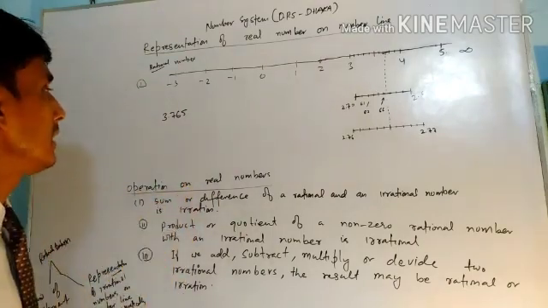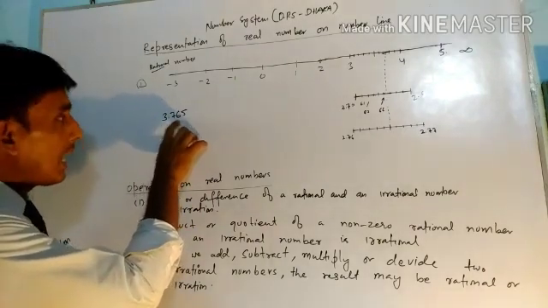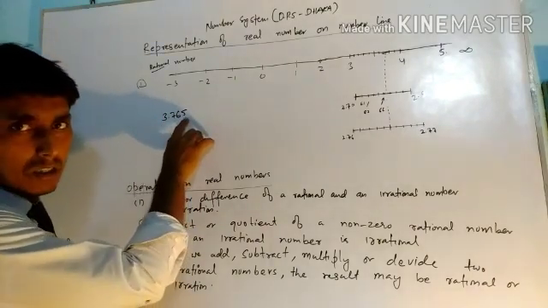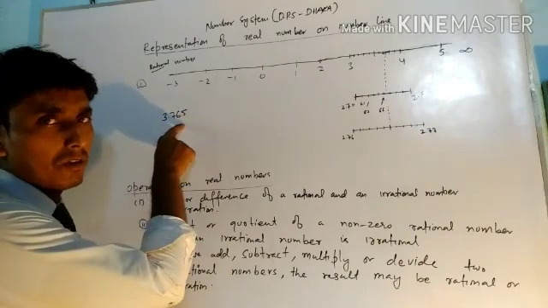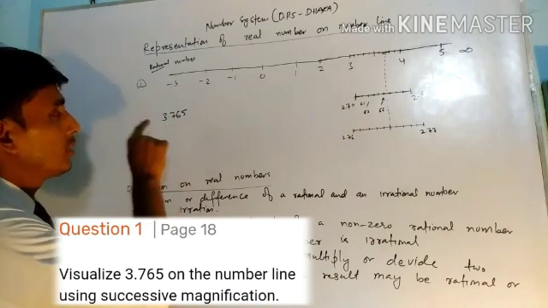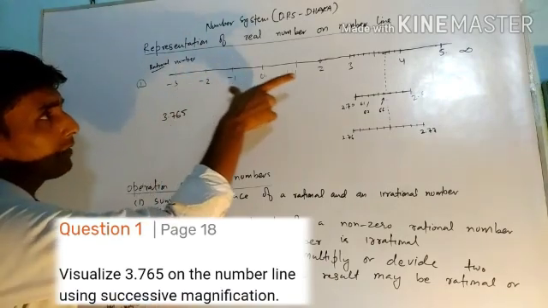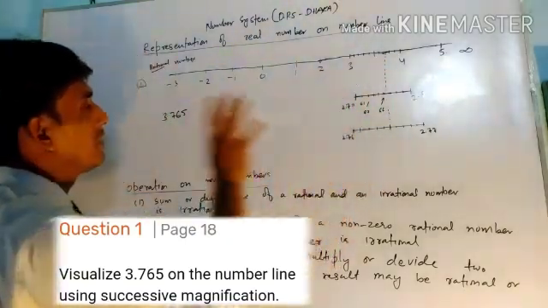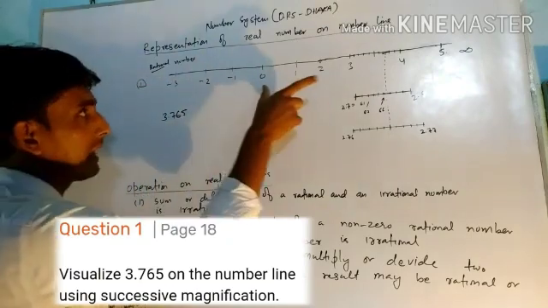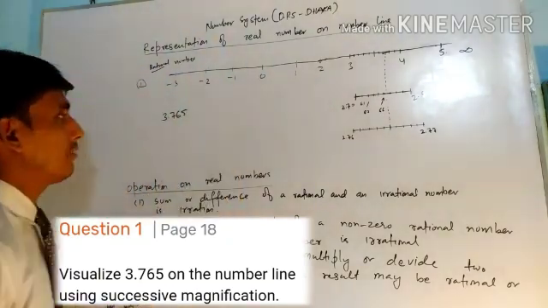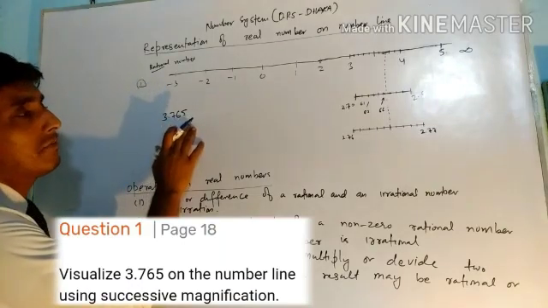Suppose any number is of this type, 3.675. How do we represent this number on a number line? This question is given in the book in exercise 1.4. That is the first question. You have to represent this number on a number line. By the magnification process on the number line, we will try to locate where this number is located. First of all, see here, this is 3.675.